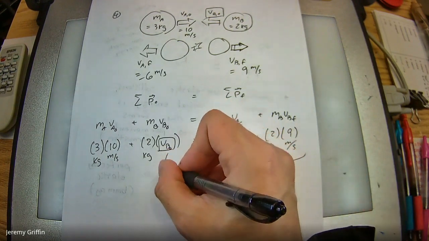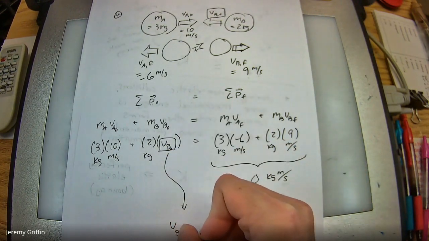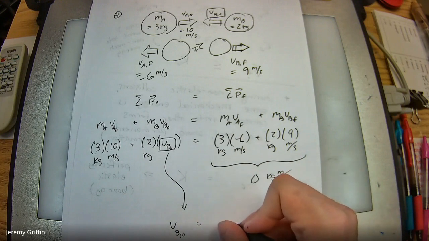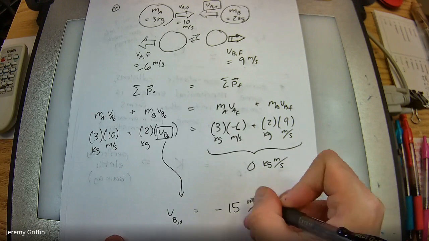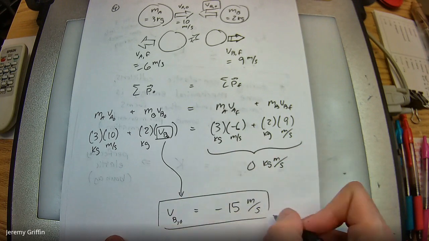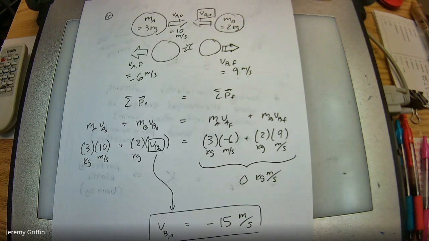Okay. So then if you solve for this VB initial, it's just got to come out to 15 to the left, right? So -15 meters per second. Right? So the reason they're going through that is I want you guys to recognize that one possible application of all this stuff is, say you're a forensic investigator trying to figure out what happened with a car crash.